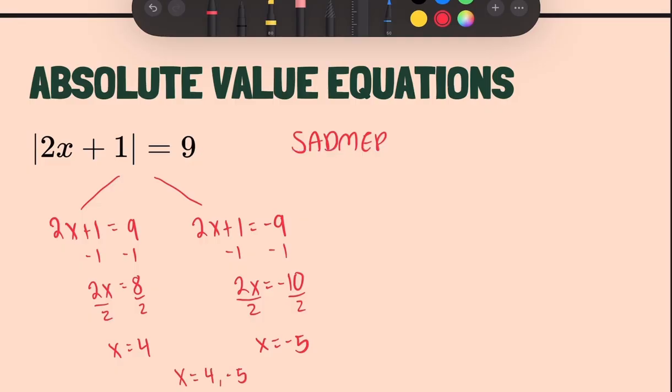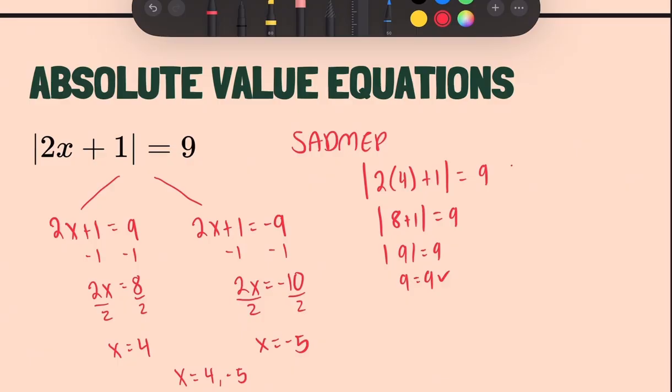And let's test it out. The absolute value of 2 times 4 plus 1. 2 times 4 is 8 plus 1. 8 plus 1 is 9. And the absolute value of 9 is in fact 9.